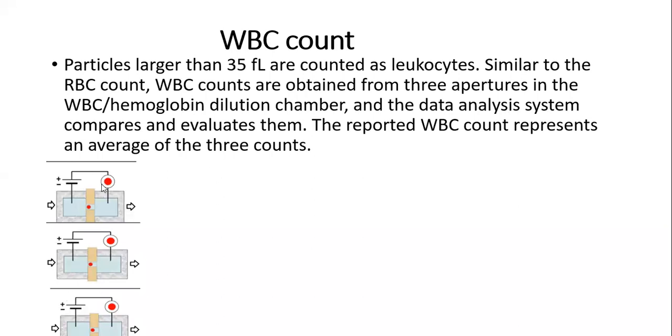So inside each machine, there are 3 corresponding impedance channels to count the WBC. That means the cells have to pass through 3 chambers at the same time, and the number of the WBC are counted at the same time. If the values match, then the WBC count average is taken and is displayed on your screen or in your printout.